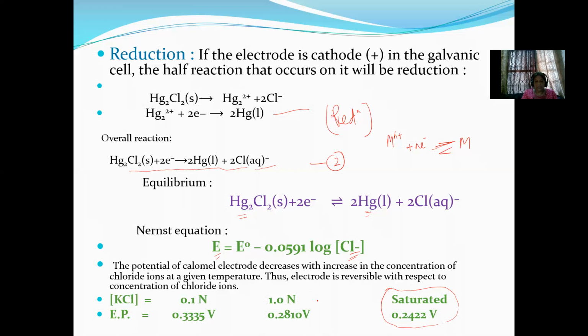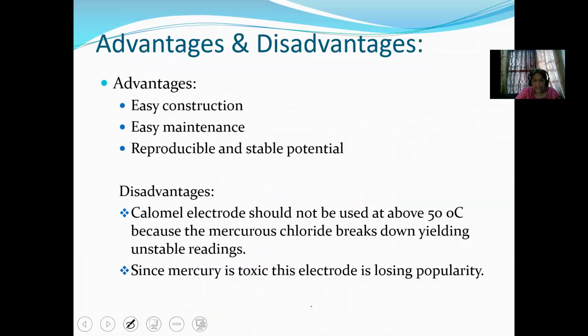I think this is clear now: what is a reference electrode? How many types of reference electrode are there? Why is the standard hydrogen electrode called the primary reference electrode? Why is the calomel electrode a secondary reference electrode? What are the demerits of the primary reference electrode, and how is this calomel electrode advantageous?